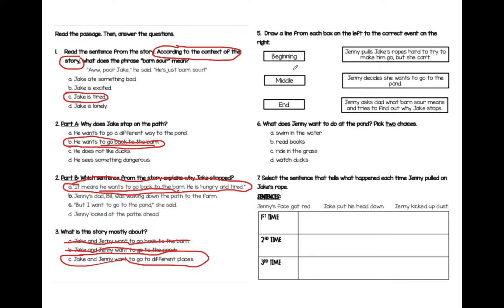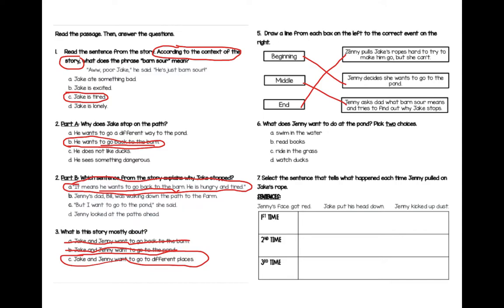In the beginning, which event did we say happened first? That's right, she wanted to go to the pond first. What happened in the middle? That's right, she asked her dad what barn sour means. And at the end, she tried to pull on his ropes and make him go, but she couldn't. That's exactly right.